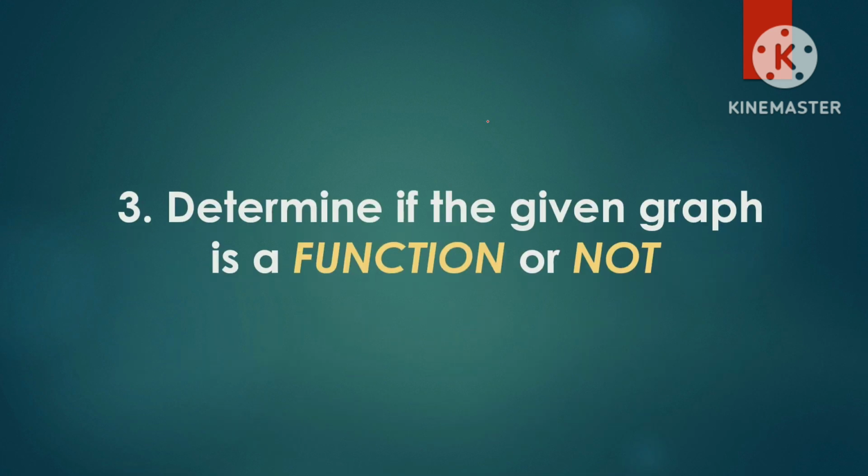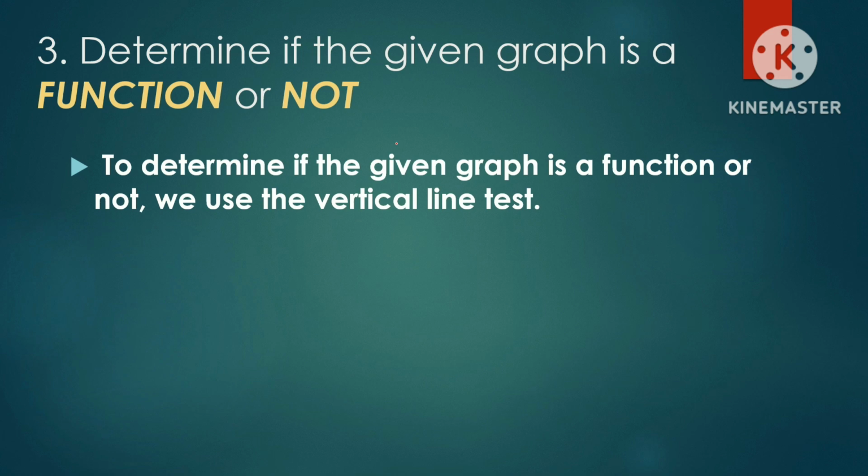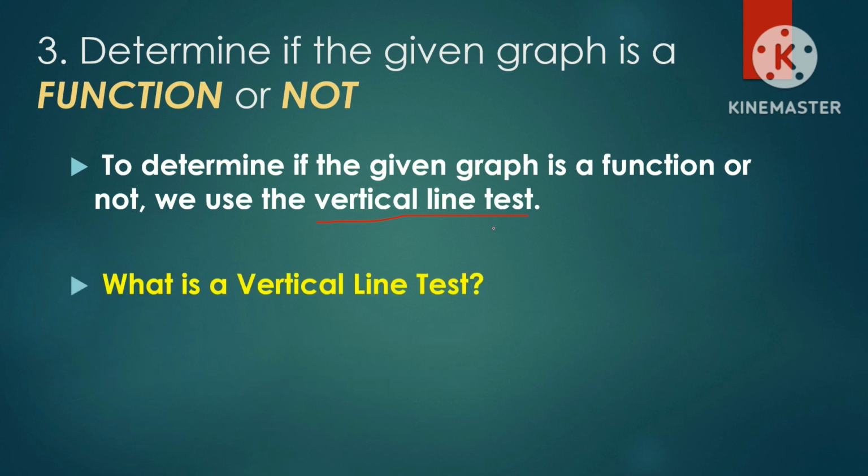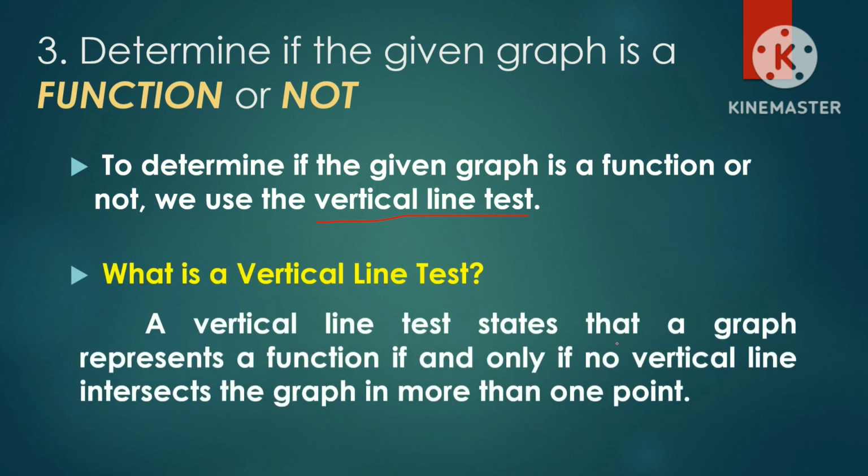Next. Last one is, let's determine if the given graph is a function or not. So, paano naman kapag given yung graph at tinanong kayo kung function siya or hindi? Ano yung gagawin natin? Okay. So, to determine if the given graph is a function or not, we use the vertical line test. So, ano yung vertical line test natin na tinatawag? A vertical line test states that a graph represents a function if and only if no vertical line intersects the graph in more than one point.